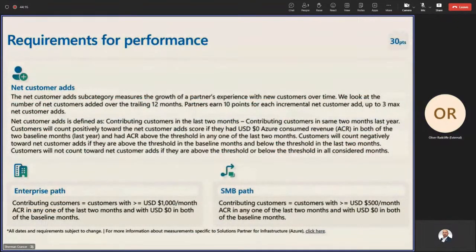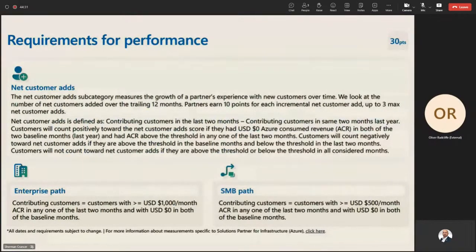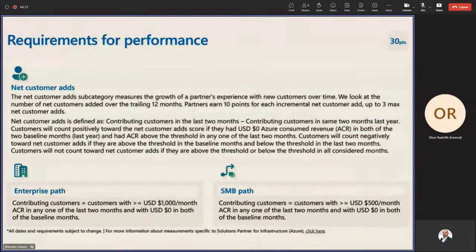Okay, so let me show you requirements for performance. Okay, so this is the difference. This is the main difference. So Microsoft realized that, shoot, the majority of our partners are SMB, and they have a lot of ACR accounts that are between 500 and 1,000. So the way it is today is the partners have net customer adds that have to be $1,000 or more to even count towards net customer adds, right? That's today.